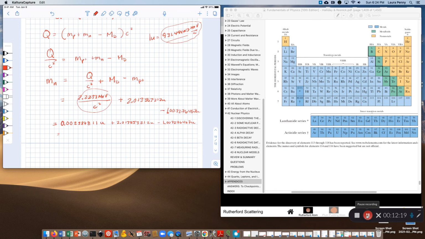And so if I add these all up, plus 2.013553212 minus 1.007276467, I end up with a mass for my neutron of 1.008664 roughly, which, to the number of significant figures, is exactly what the mass of the neutron is.